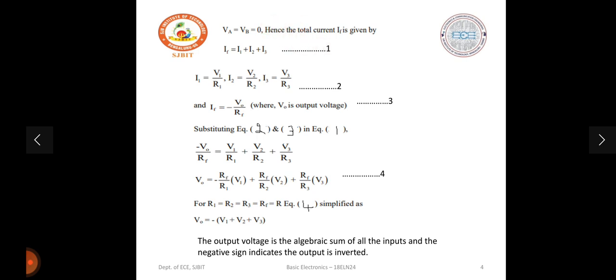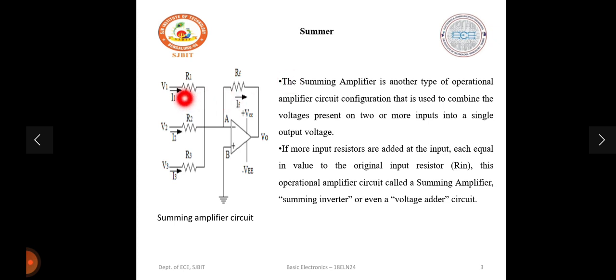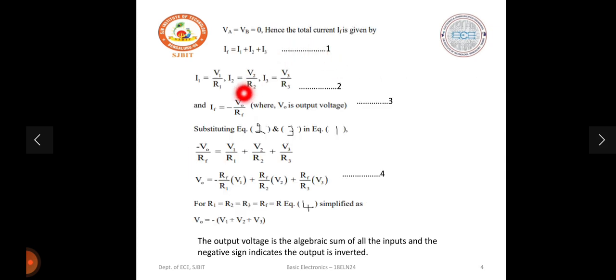Now what is the total current present in the circuit? I can say I1 plus I2 plus I3, the sum of the currents entering the node, is equal to the current leaving, IF. So IF is equal to I1 plus I2 plus I3. Now let us find the values of these currents I1, I2 and I3. I1 is V1 by R1, I2 is V2 by R2, and I3 is V3 by R3. And IF is nothing but V0 by RF, the output voltage divided by the feedback resistance RF.